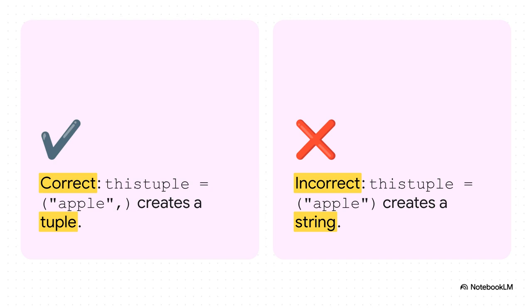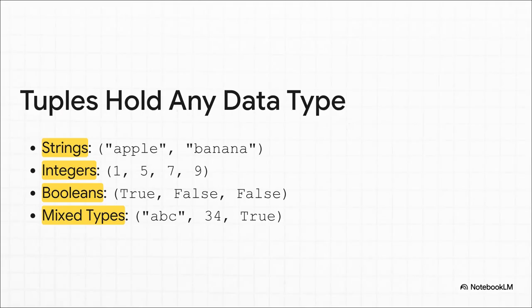Tuples are also really flexible. They're not picky at all about what kind of data you put inside. You can have strings, numbers, booleans. You can even have a mix of all different types inside a single tuple. This makes them perfect for grouping together related bits of info that might not be the same type.